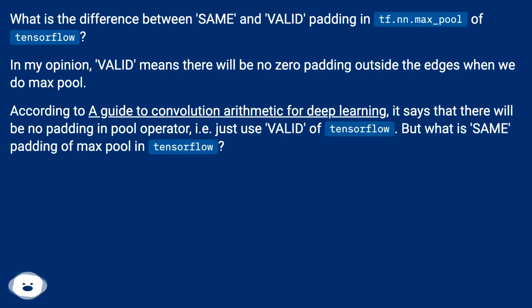In my opinion, valid means there will be no zero padding outside the edges when we do max pool. According to a guide to convolution arithmetic for deep learning, it says that there will be no padding in pool operator, i.e. just use valid of TensorFlow. But what is same padding of max pool in TensorFlow?